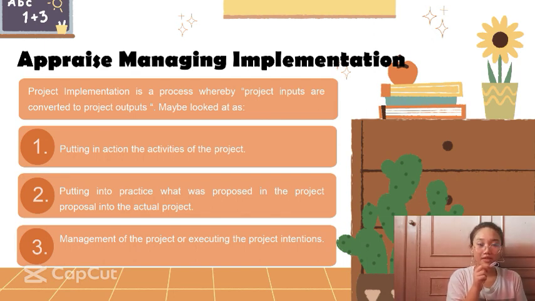Project implementation is a process whereby project inputs are converted to project outputs and may be looked at as the following. First is putting in action the activities of the project. Next, putting into practice what was proposed in the project proposal into the actual project. And lastly, the management of the project or executing the project intentions. As the popular saying goes, actions speak louder than words. So of course, we need to implement or put into action all the plans and project proposals done in the early stages in order to have desirable outputs.